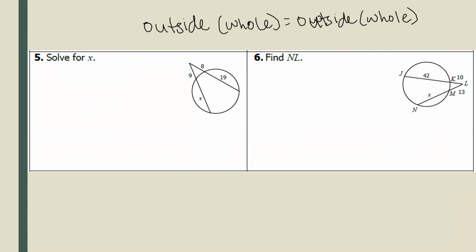Okay, so let's solve for x. Okay, we're going to look at each chord. I'm going to start with, we'll do blue. We're going to start with this one. Okay, so the piece on the outside is 8. The length of the whole thing that goes from here to here, that's 8 plus 19. Okay, so 8 plus 19 gives us 27.